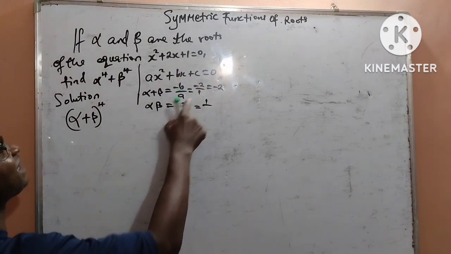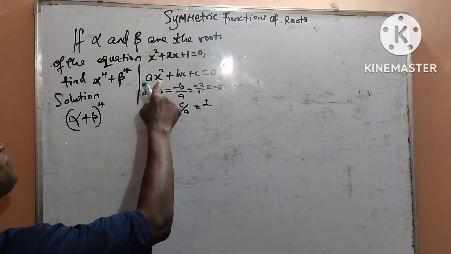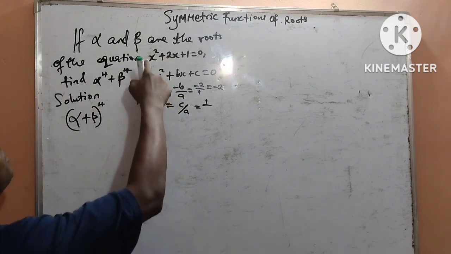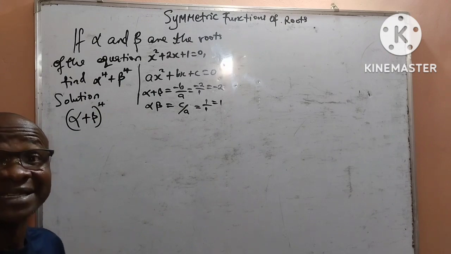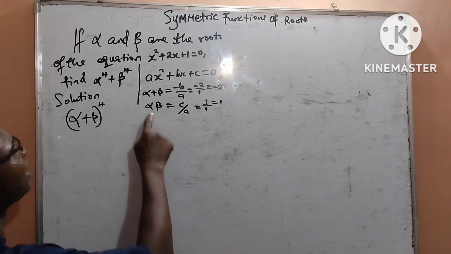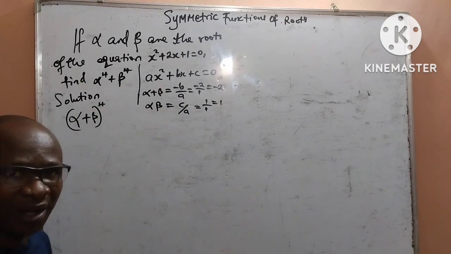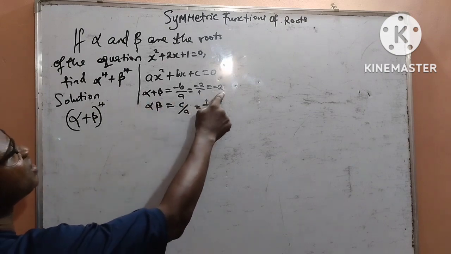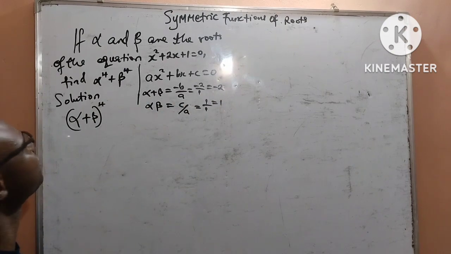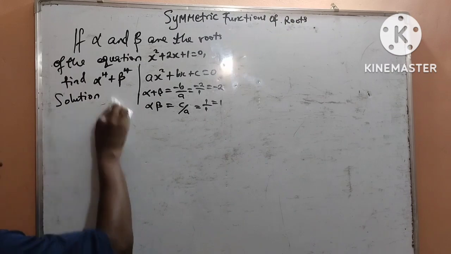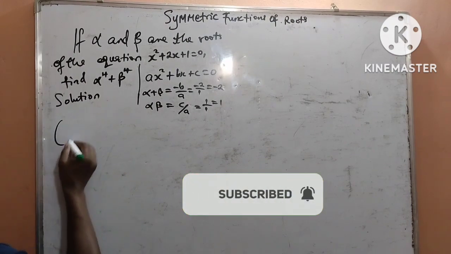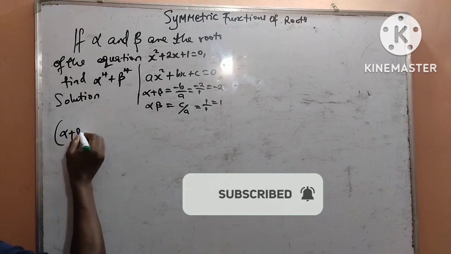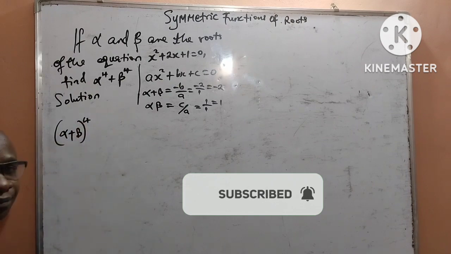And from this place, we found that a is simply the coefficient of x squared, which is 1. And 1 over 1 is simply equal to 1. Therefore, we can now say that the product of roots is 1, while the sum of roots is equal to negative 2. So we now go into expanding (alpha plus beta) to the power 4. How do we expand it?